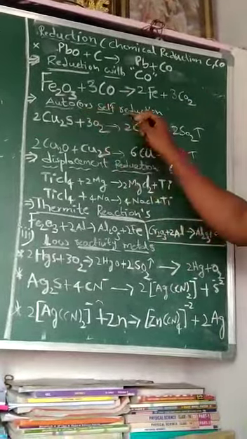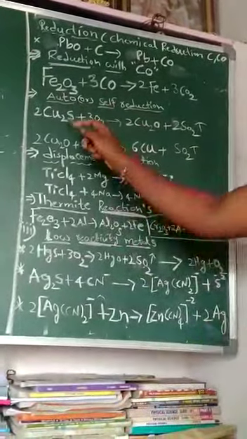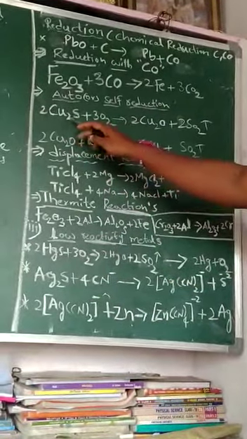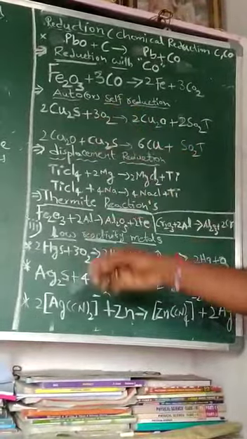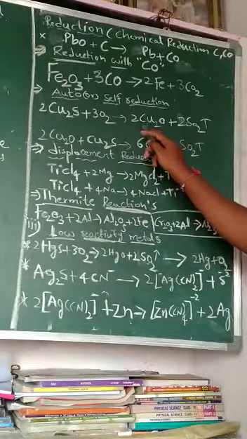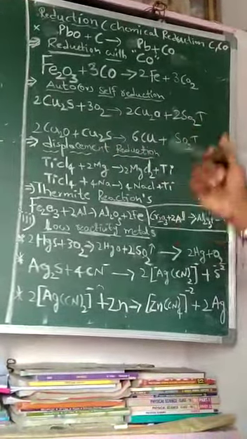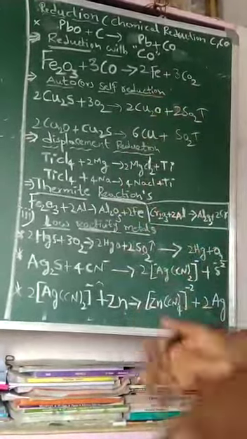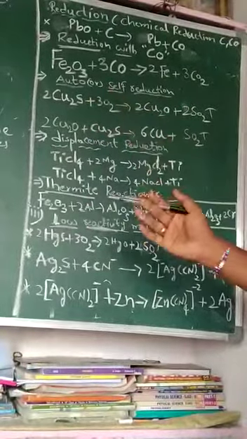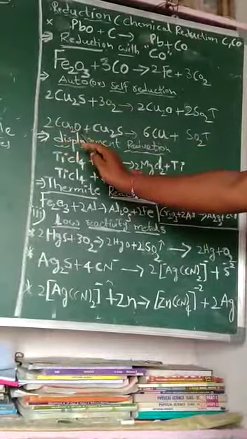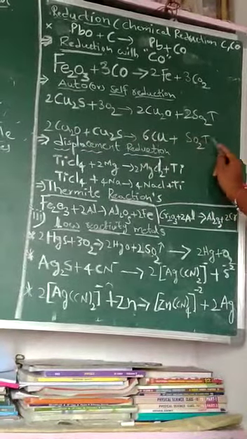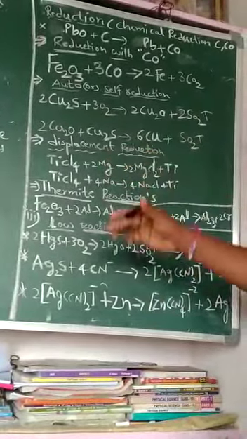Next, auto or self reduction. Auto means self. If you consider Cu2S, copper sulfide, initially the roasting process is conducted. So Cu2S plus 3O2 becomes 2Cu2O plus 2SO2. After the roasting process, we remove the supply of oxygen. Then what happened? This 2Cu2O plus Cu2S react together and form 6Cu plus SO2. Next, displacement reduction.